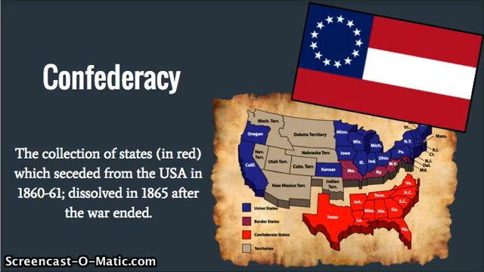Our next term is Confederacy. The Confederacy is a title that was adopted by the states, pictured here in red, located in the southern U.S., which rebelled and seceded from the Union in 1860 and 1861. They are also known as the Confederate States, or the Confederate States of America. After losing the Civil War, the Confederacy was disbanded, and the rebellious states were placed under military occupation until readmitted to the Union under new state constitutions.